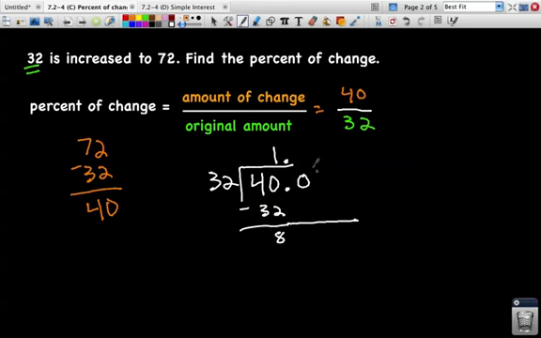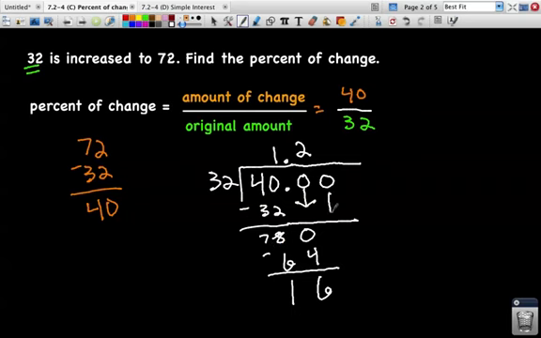Let's bring that 0 down. 32 goes into 80. I'm thinking twice because 30 times 2 is 60. So let's see, 32 times 2 would be 64. I'm left with 16. My bad, I almost made a simple mistake there. I'm left with 16. Bring down my next 0.